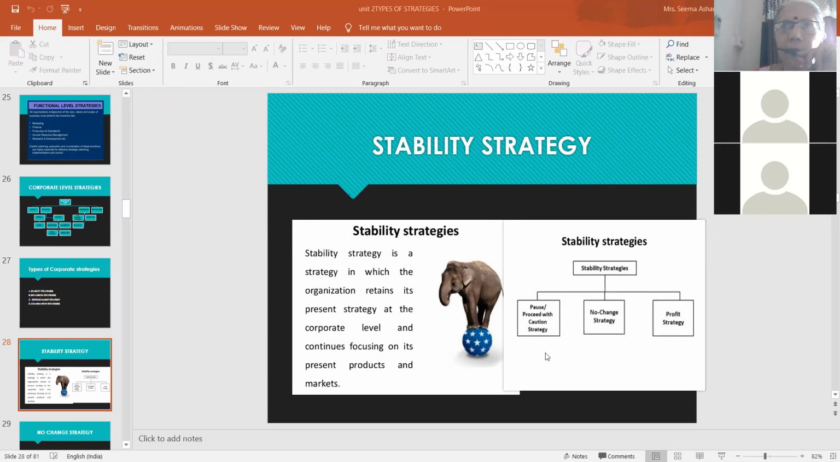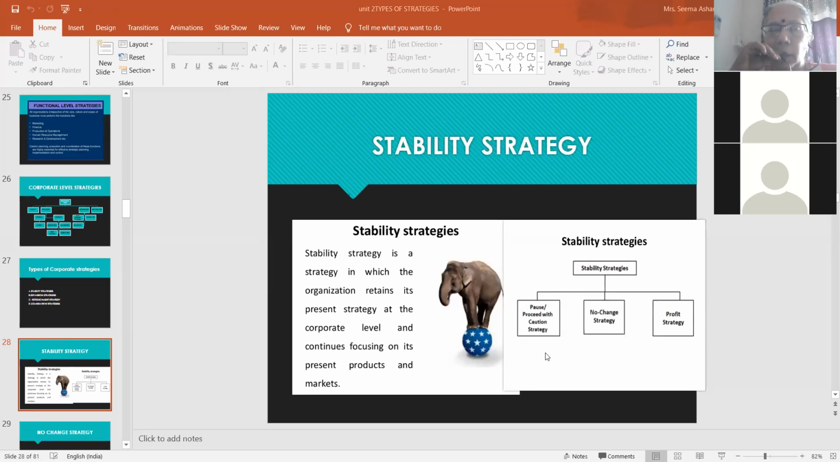Now there is a third situation where you can just watch the external environment, and if you feel that in the next few days or few months to come there is going to be some big major change in the business environment, then you just wait and watch. That is called pause and proceed with caution.